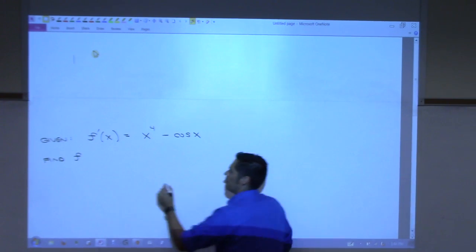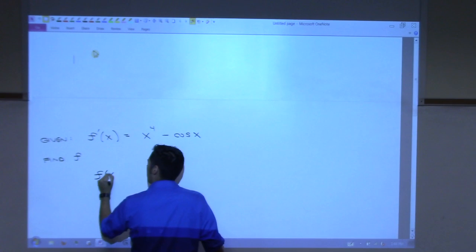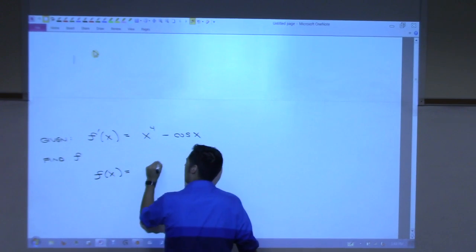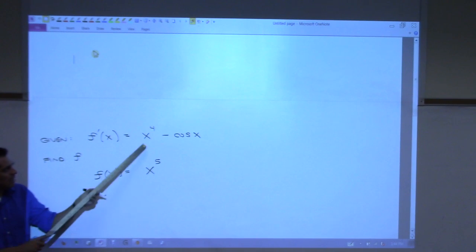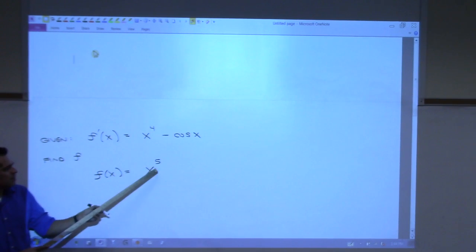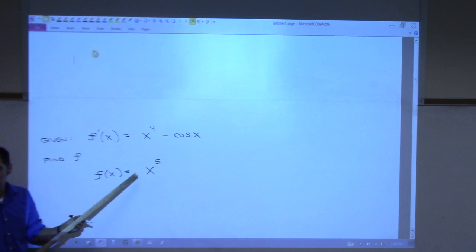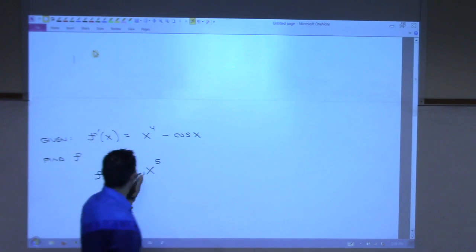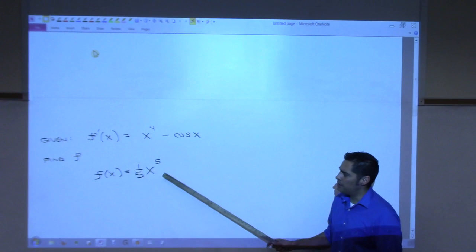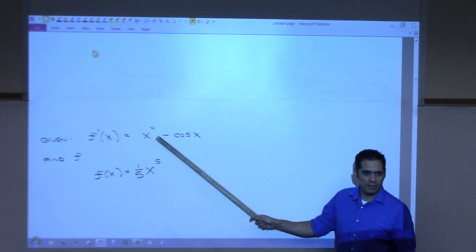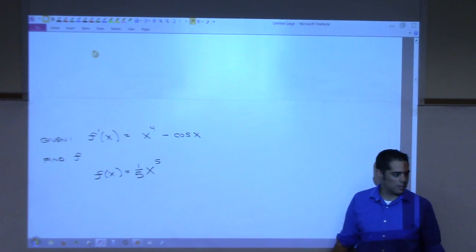Think about it. If I say f of x is, see if I just write x to the fifth, now you could check it. Take the derivative of this. Do you get this? No, because the 5 is going to come out. You don't want that 5 there. So you scale it by 1/5. Now if I take the derivative of this, do I get this? Yes. You see how that works?